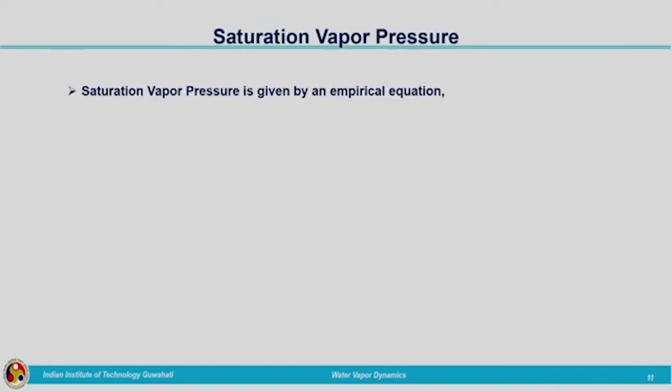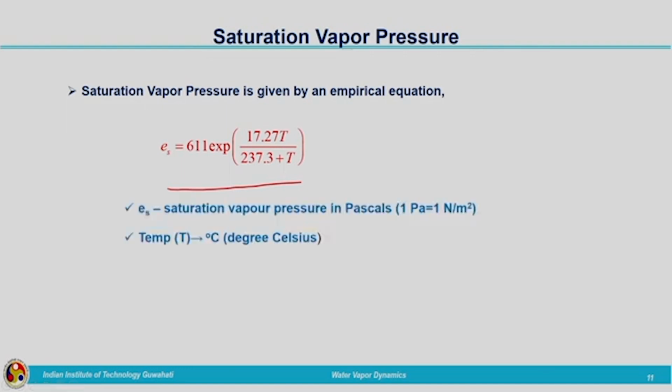Saturation vapor pressure is given by an empirical equation, that is ES is equal to 611 e to the power of 17.27 T divided by 237.3 plus T. This is the equation which we will be using for the calculation of saturation vapor pressure. In this, ES is the saturation vapor pressure. You need to be careful about the units. ES is the saturation vapor pressure, so it will be having the units of pressure.